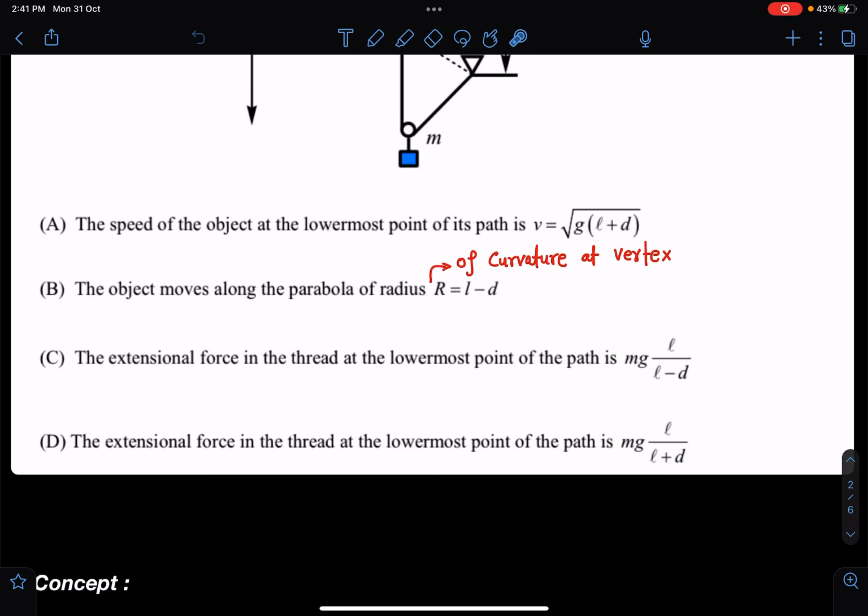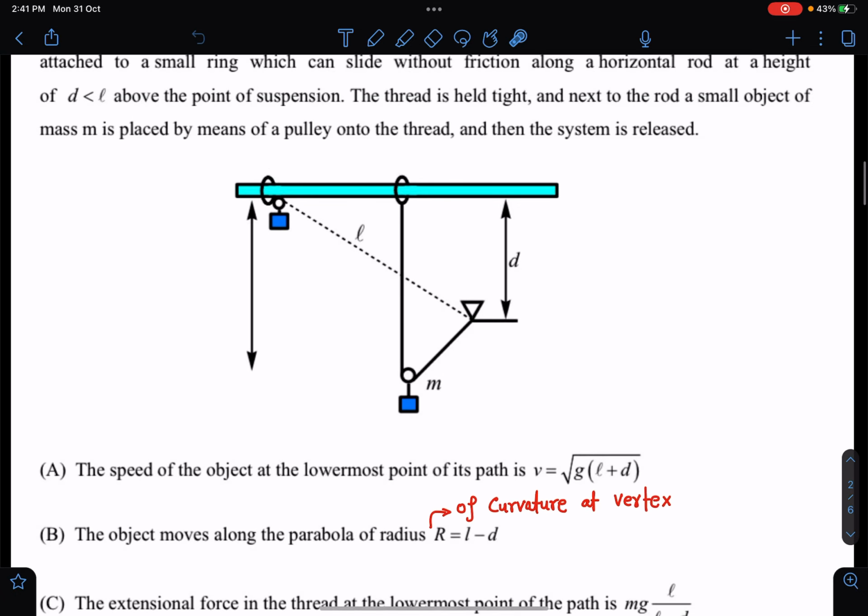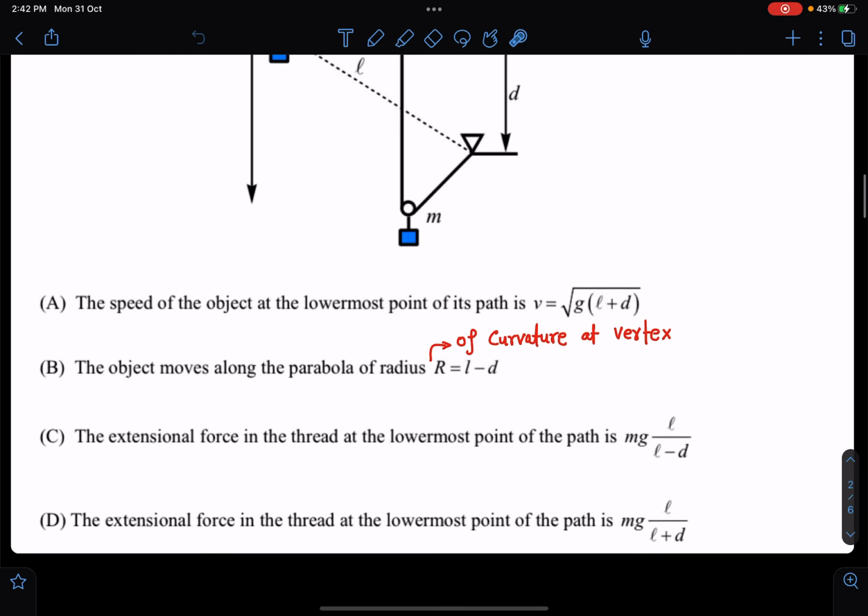So let's discuss the concept part here. If you look at the system very carefully, what is happening is this ring is sliding, and due to this mass it will start falling down, and this ring will start moving towards the right side.